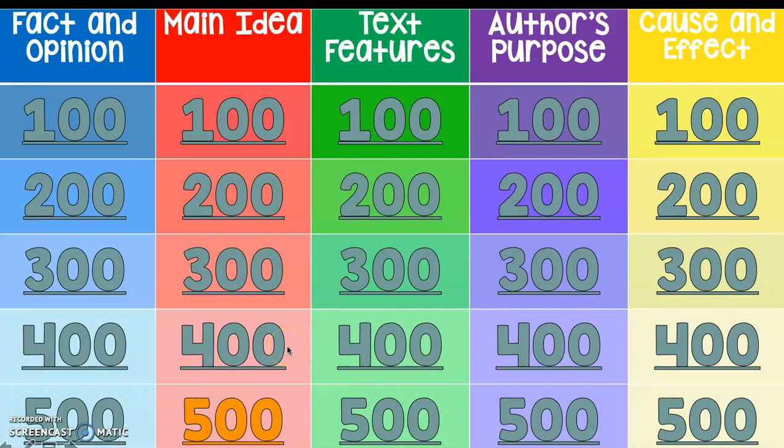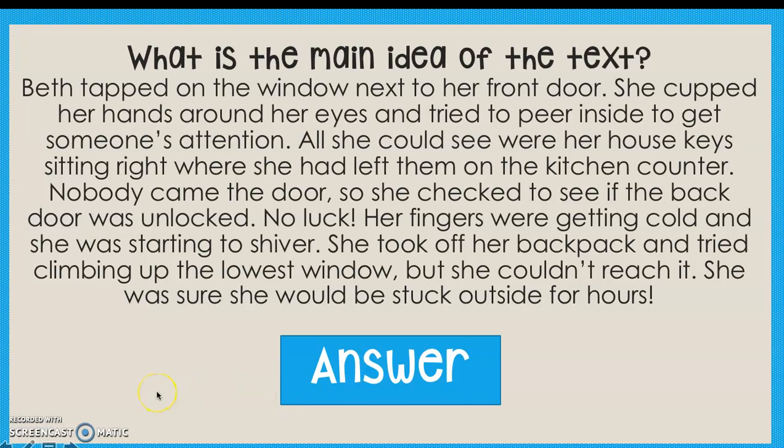All right, the last one, a whopping 500 points. So main idea for 500. Beth tapped on the window next to her front door. She cupped her hands around her eyes and tried to peer inside to get someone's attention. All she could see were her house keys sitting right where she had left them on the kitchen counter. Nobody came to the door, so she checked to see if the back door was unlocked. No luck. Her fingers were getting cold and she was starting to shiver. She took off her backpack and tried climbing up the lowest window, but she couldn't reach it. She was sure she would be stuck outside for hours. So we want to know, what is the main idea of this text?